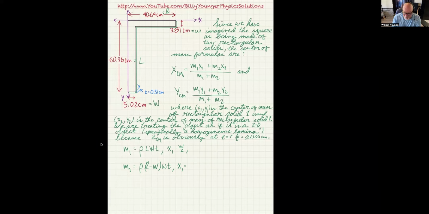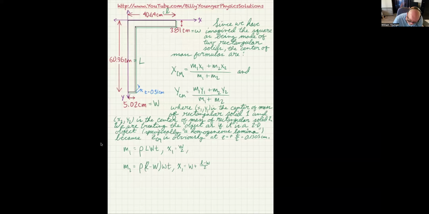And then the X2 in this case is going to be W. I've got to go all the way across the first rectangle. So I've got to go at least to W, and then I'm going to take half of what's left. So X2 is going to be W plus L minus W over 2, and that's the center of mass for that one. That's just the center of mass in the X direction.